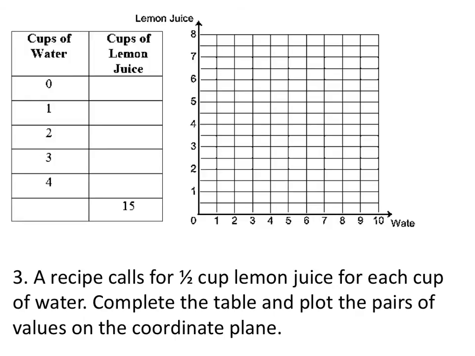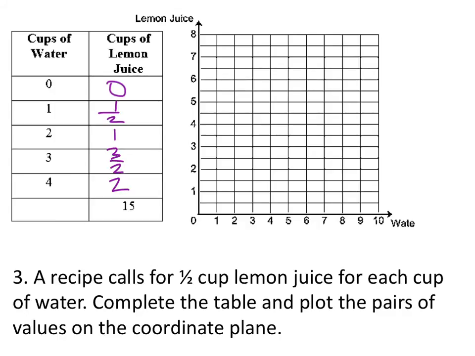Alright, let's go ahead and take a look. So, we know for each cup of water, that's 1 cup right there, it would take 1/2 cup of lemon juice, right? So if we had 2 of those, you would have 1 cup of lemon juice. Naturally, for 0 cups of water, you would have 0 cups of lemon juice. Now if you had 3 of those 1/2 cups, you would have 3 halves cups of lemon juice, and 4 of those would be 4/2, which also would be 2 cups.